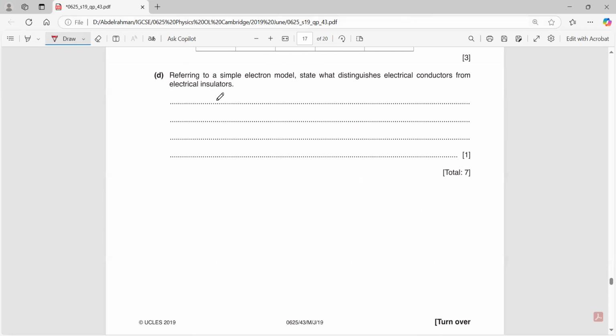Actually, we can solve D, referring to a simple electron model. State what distinguishes electrical conductors from insulators. This is easy. Conductors have free moving electrons, while insulators do not. Okay, that was easy.